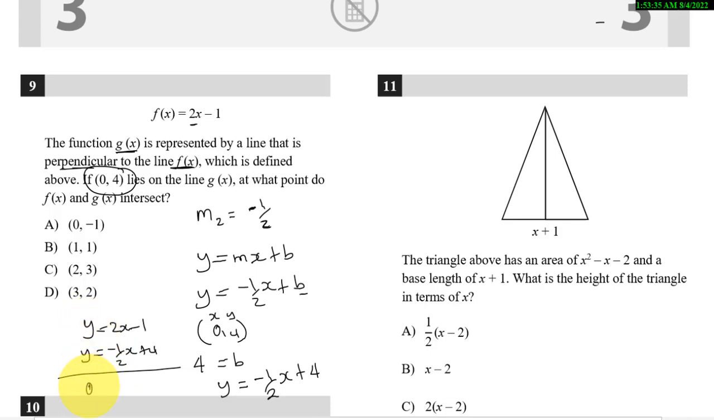So when you subtract here, this is 0. 2x minus negative a half x is actually positive 5 over 2 x. And then negative 1 minus 4 is minus 5. So we have 5 over 2 x is equal to 5. So the value of x we have is 2. And from these solutions, the only answer with the value of x as 2 is C. So the answer is C.